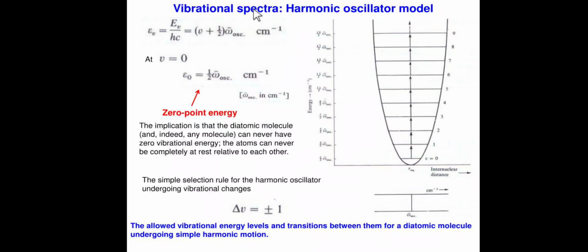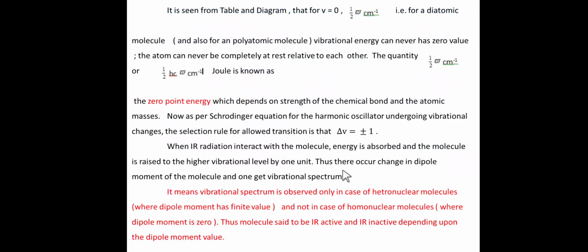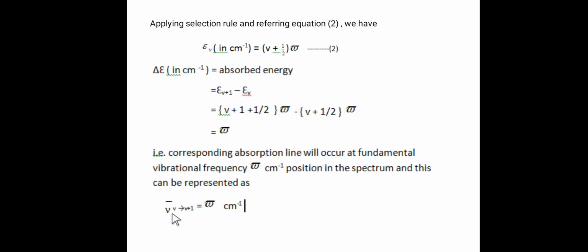That means when we consider the vibration spectra or the IR spectra for the diatomic molecule, all the lines fall at the same place, that is omega bar centimeter inverse. So, for the general transition, V to V plus 1, it is omega bar centimeter inverse. The corresponding absorption line will occur at the fundamental vibrational frequency, omega bar centimeter inverse, position in the spectrum, and this can be represented as nu bar from V to V plus 1 equal to omega bar centimeter inverse.